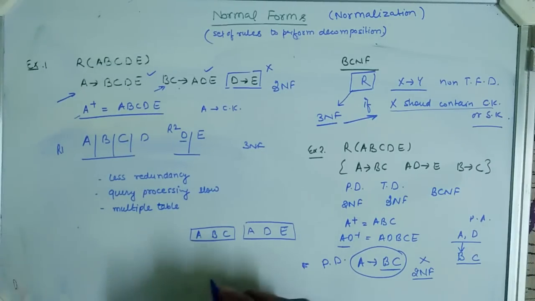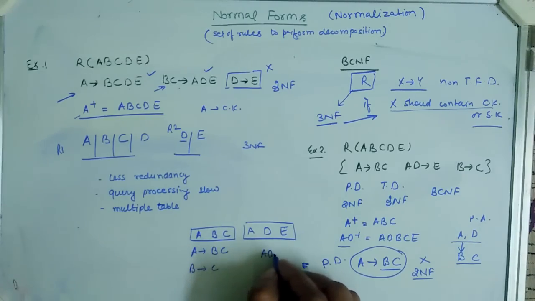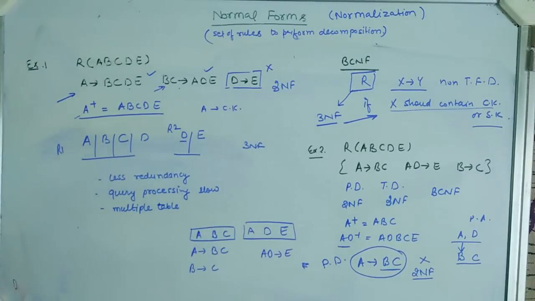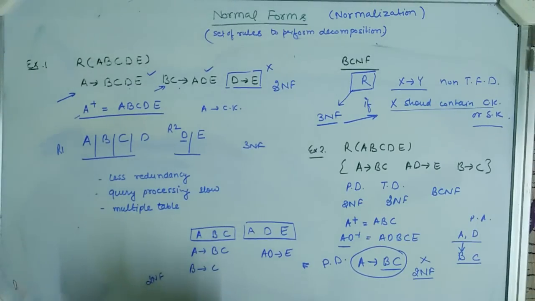Now we divide the functional dependencies according to each relation. So we have A tends to BC, B tends to C, which belong to this relation, and we have AD tends to E, which will belong to this relation. Now these two tables are in 2NF, or second NF. Now check for the third NF.